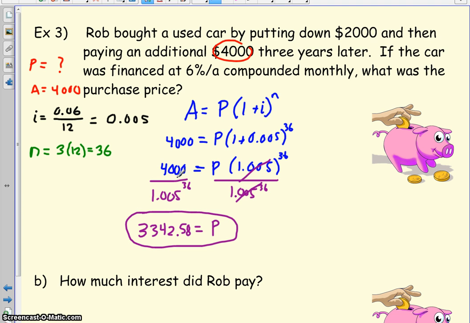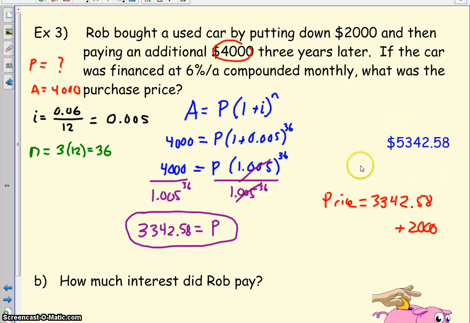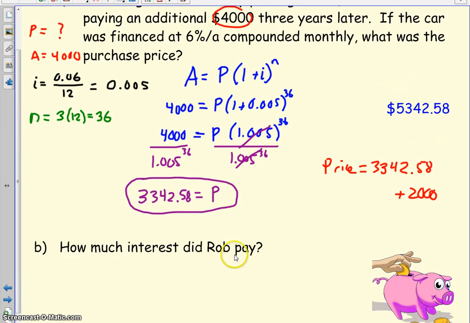Okay, so that would be the amount that he, or Rob, initially borrowed to pay for the car. So the actual purchase price of the car, well, it was the amount he had to borrow plus the original $2,000 he had to pay down. So the original price is the amount borrowed, the amount he was missing to make up the rest of that purchase price, plus the $2,000 he had originally put down. That's the amount he had on him when he went in to buy the car. So the total amount the car was worth when he bought it was $5,342.58.